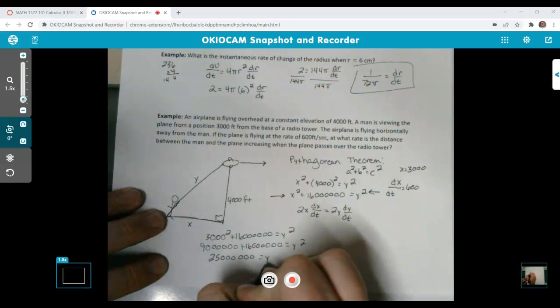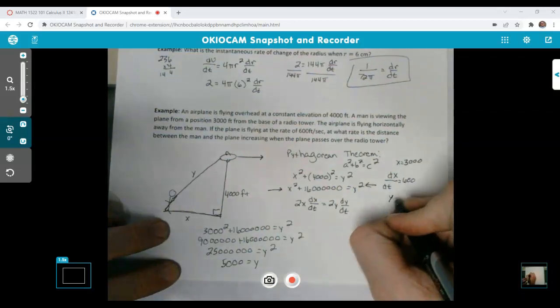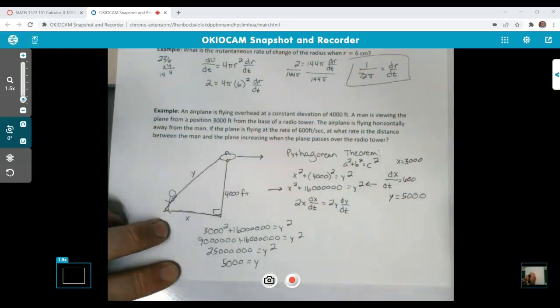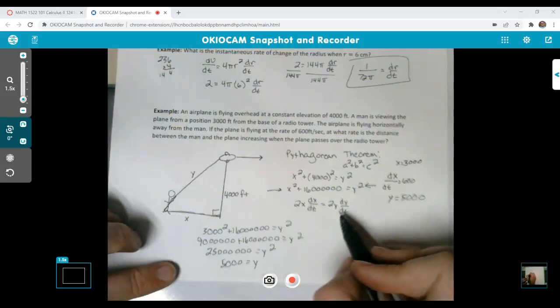Is y squared. So to figure out what the y is, just take the square root of that, which you would see is 5,000. So y at this time is equal to 5,000. So now I can plug all of this in to figure out what dy/dt is.